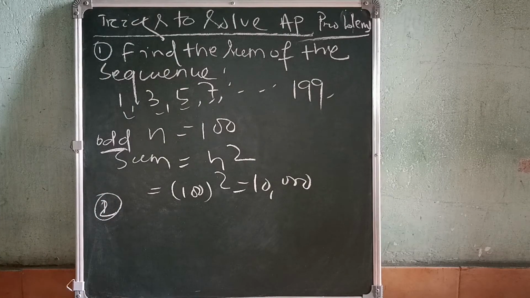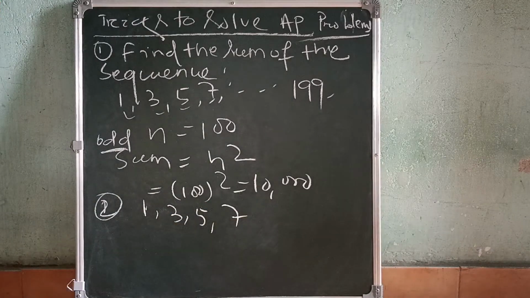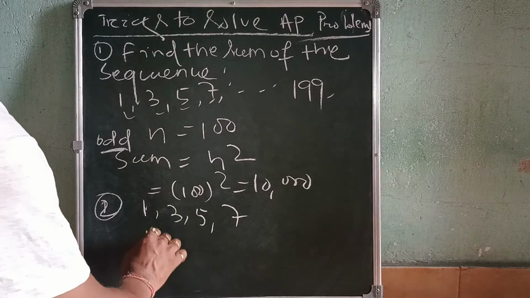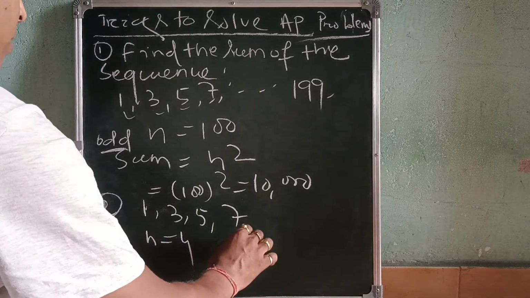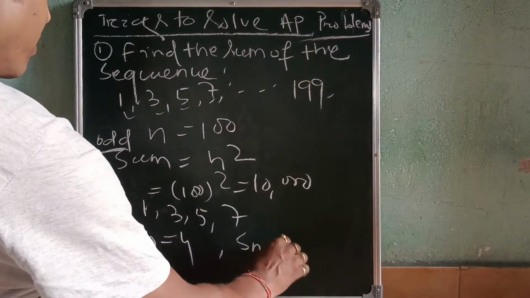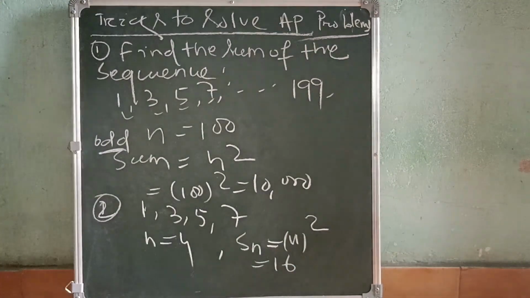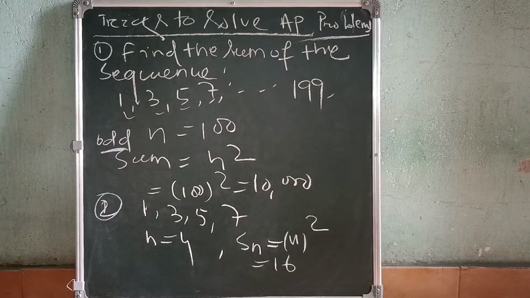Suppose 1, 3, 5, 7, what should be the sum? Very simple, n square, same thing. n is 4. Before solving a problem, you must remember that if the sequence is odd, then this formula will be utilized, only for odd, n square. So n is equal to 4, so the sum Sn is equal to n square, in the sense 4 square, that means 16. This is the answer, right? This is a concept about odd number sum.